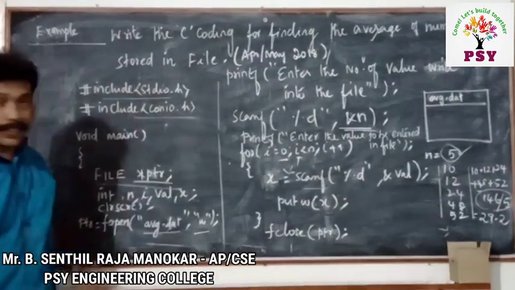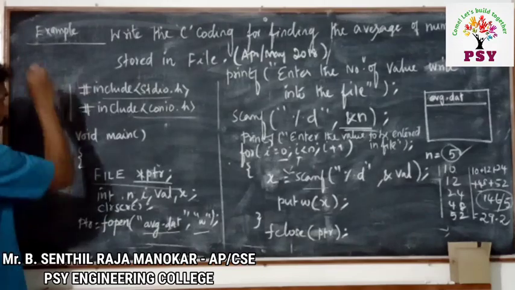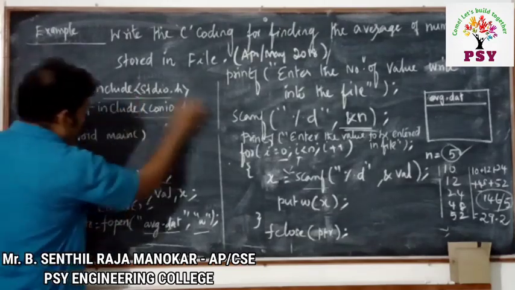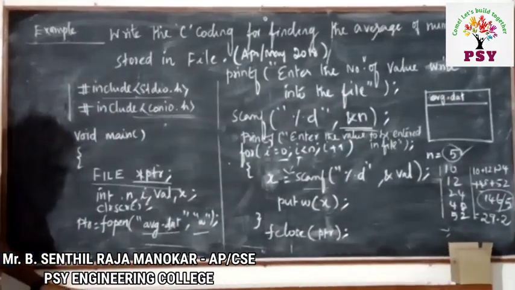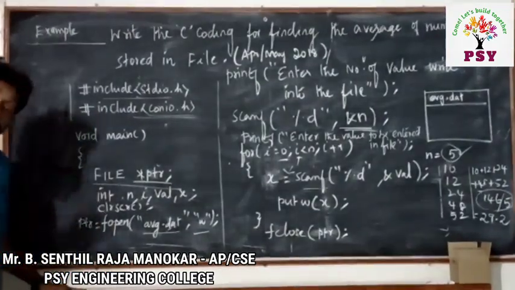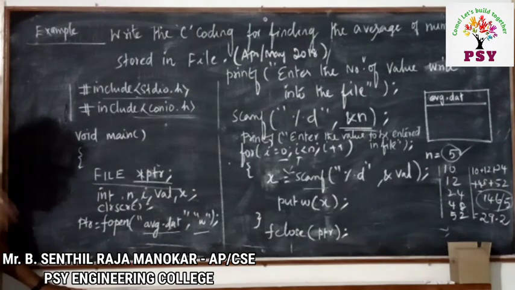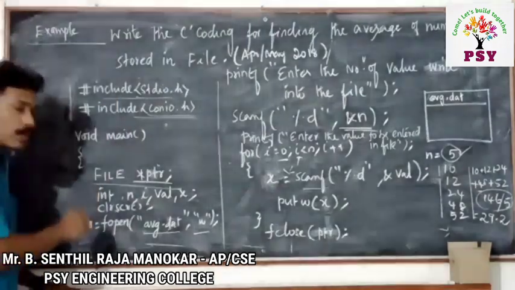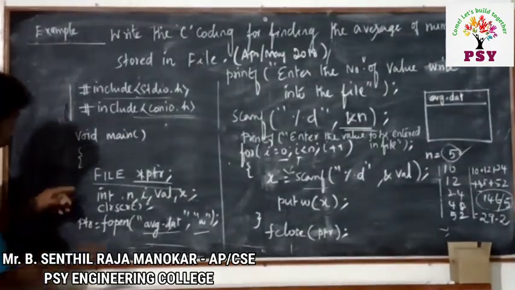So how can we do it? Firstly we have to write the header files. Two header files: one is stdio.h, another one is conio.h. I thought you are both familiar with them because we have used them in many problems. Then we can go for the next one, void main. Inside the void main, I am going to create a file.